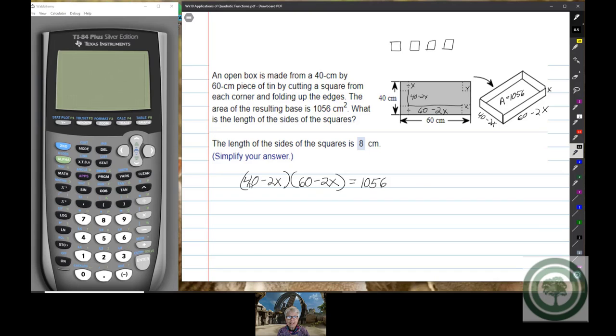So notice that 2 goes into 2 and 2 goes into 40. 2 goes into 2 and 2 goes into 60. So I can also write these temporarily as 2 times 20 minus x times 2 times 30 minus x. And 2 times 2 is 4. So 4 times 20 minus x times 30 minus x equals 1056. And since the 4 is by itself, it doesn't have a variable with it, I can divide both sides by 4.